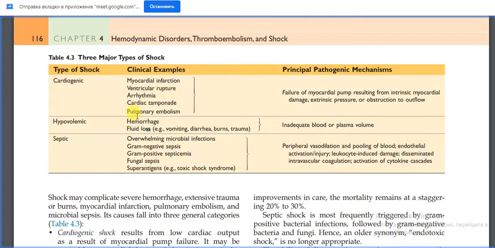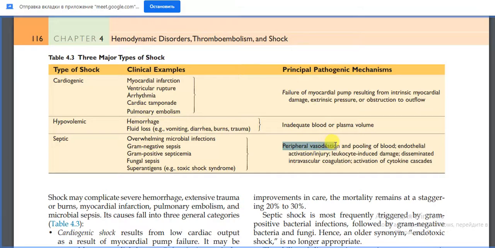Okay, and septic shock. Septic shock is an overwhelming bacterial or microbial infection: gram-negative sepsis, gram-positive septicemia, fungal sepsis, or superantigens, for example in toxic shock. We didn't discuss anaphylactic shock in today's lecture, so we will discuss it in immunity diseases, but it also happens. In septic shock, we'll discuss the pathogenesis a little later, but generally there is peripheral vasodilation.